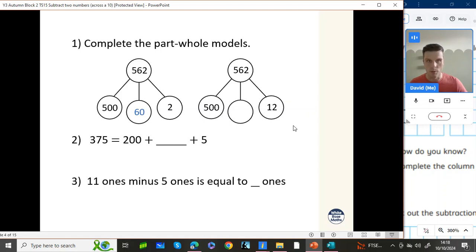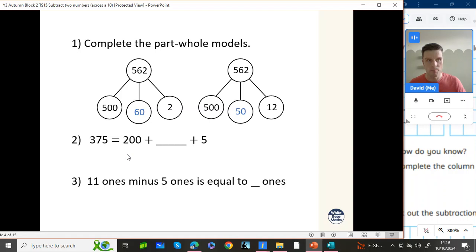For the second one though, you notice that we've still got the 500, but we've instead got 12 ones. So, which means our tens is going to be 10 less. So the answer is 50. I hope you didn't get caught out on that one.